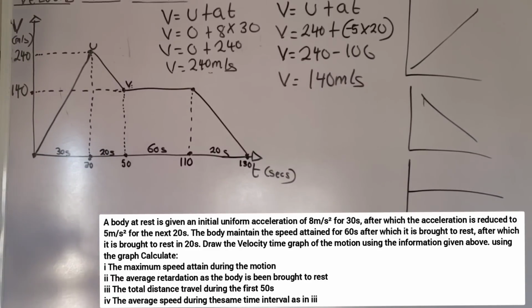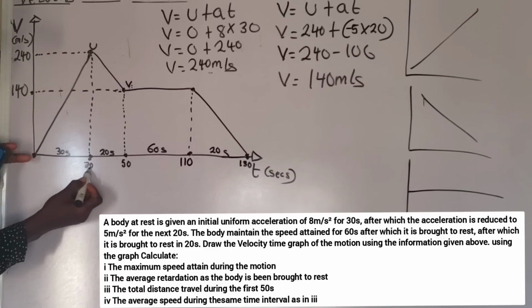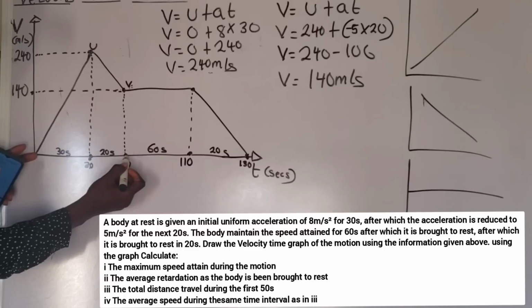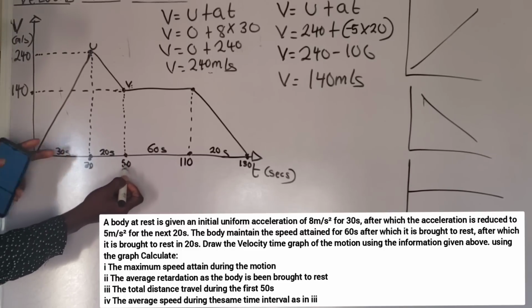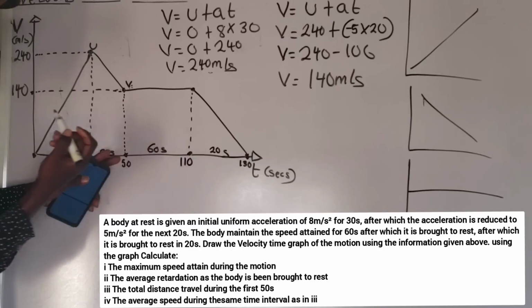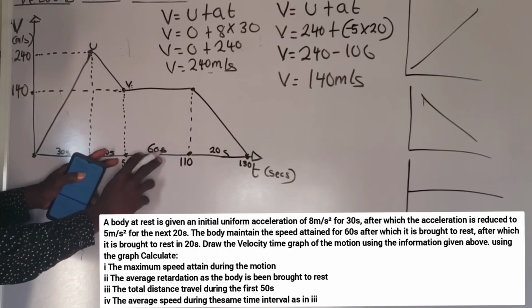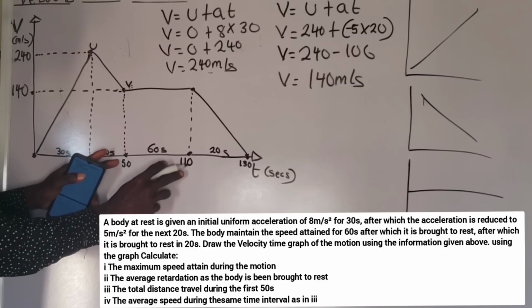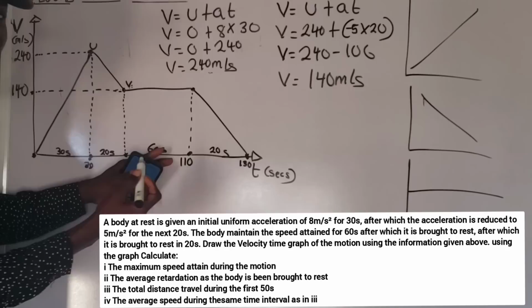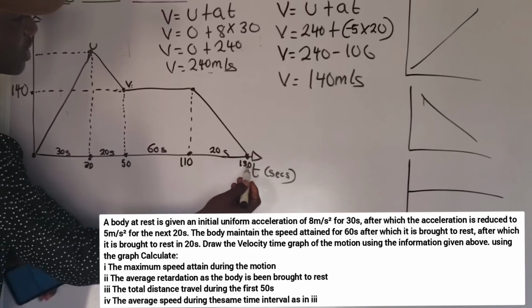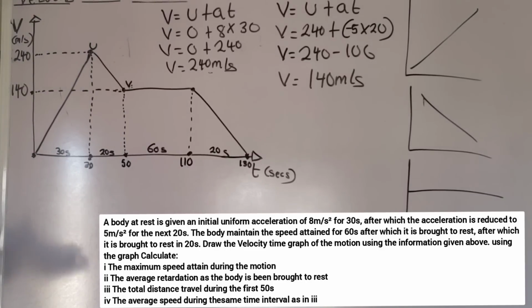If you do understand, pay attention again. From this point to this point is 30, so I have 30 here. From this point to this point is 20, so the time taken from this point to this point is 30 plus 20. That's why I have 50. Now, from this point to this point is 60 seconds, so the time taken is 50 plus 60, which is 110. Now, from this point to this point is 20 seconds, so the time taken is 110 plus 20. That's why I have 130. The reason why I did that is because I need the time taken at that point to calculate the retardation as the body is being brought to rest.